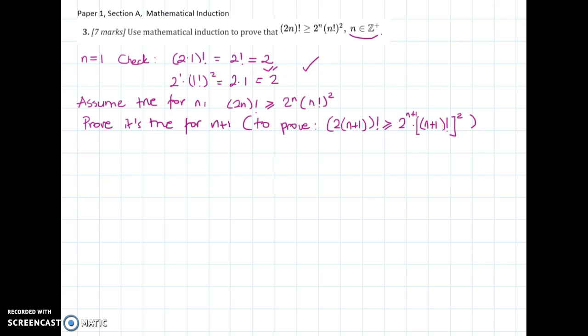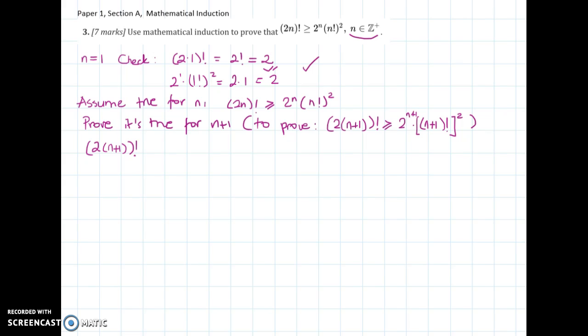So I'm going to start with the left-hand side, with (2(n+1))!, and I'm going to work my way to showing that this expression is greater than or equal to what we want for the right-hand side. And of course, on the way, we are going to need to use what we assumed. That's why we assumed it.